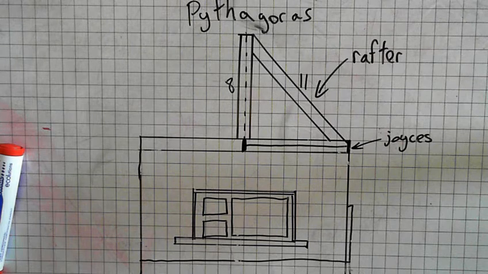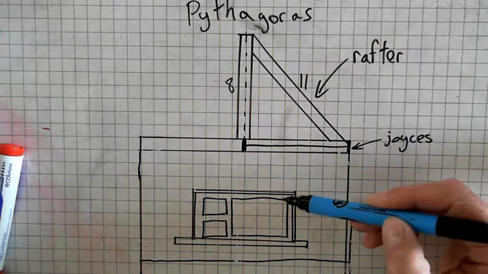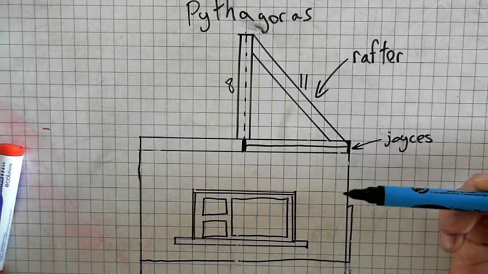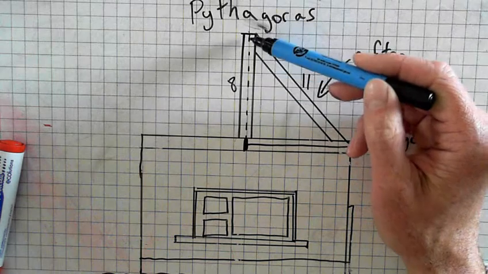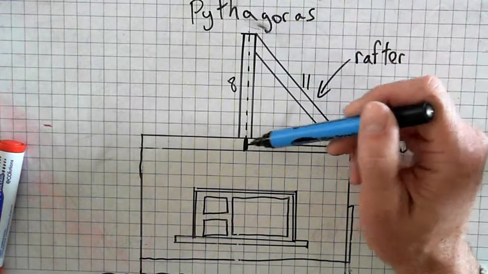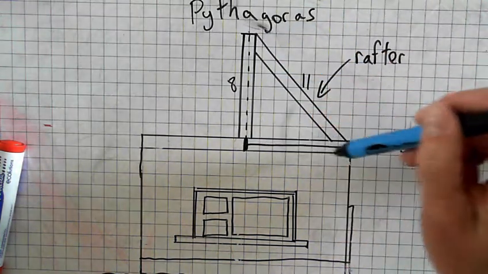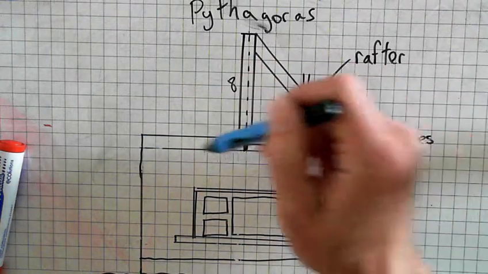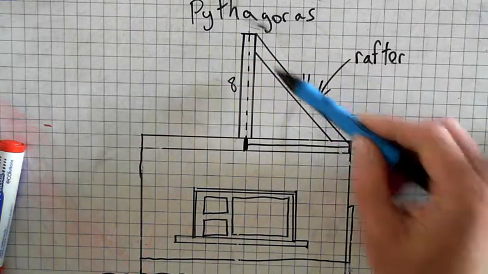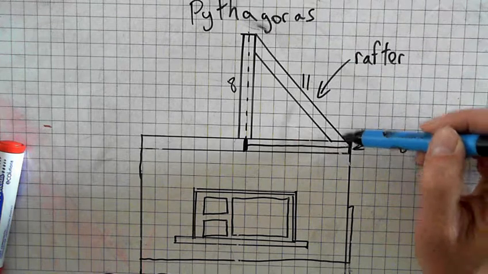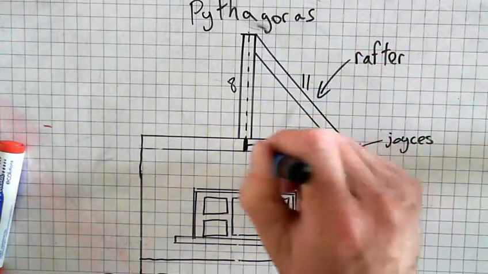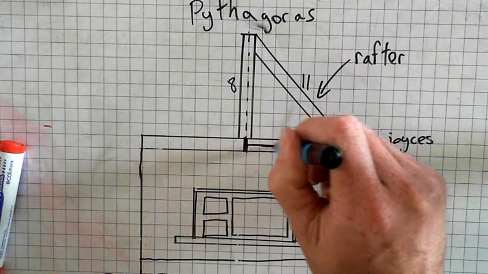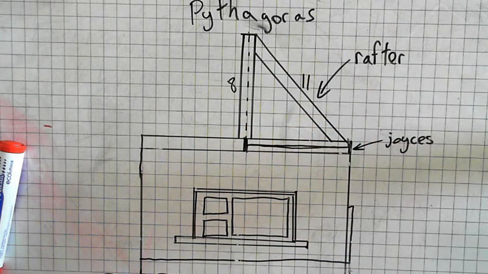Right, this is one use for Pythagoras theorem. So here's the end elevation of a building, and we have a piece of timber running up the middle of the house in the roof. This is a joist going across the top of the wall, and we have a rafter. We know the length of the rafter, we know the length of this piece of timber, and we want to know the length of the joist from there to there.